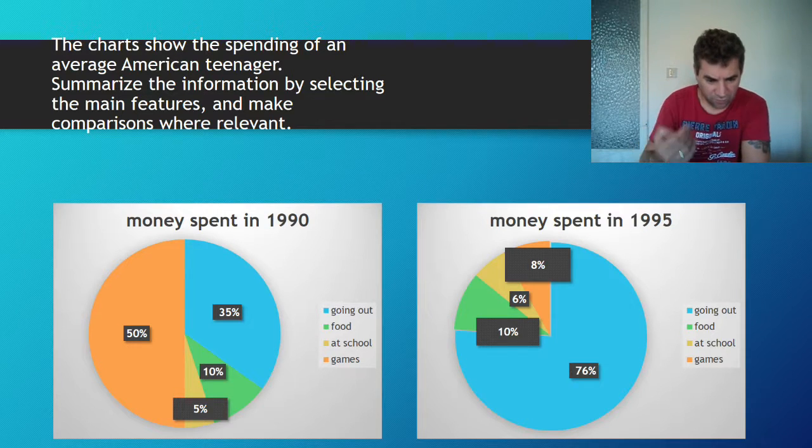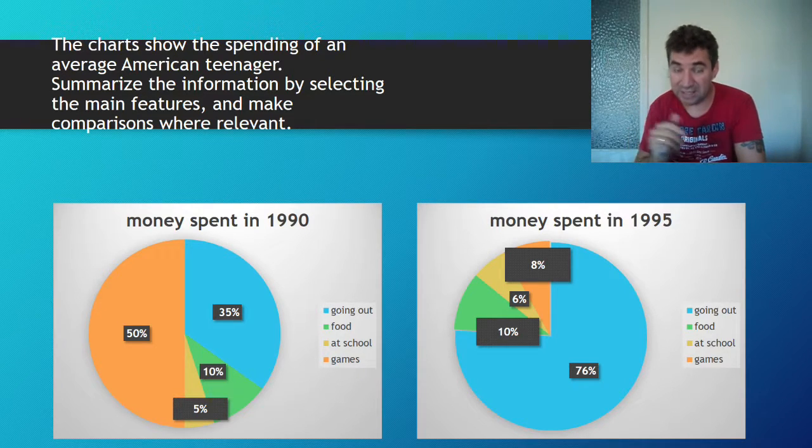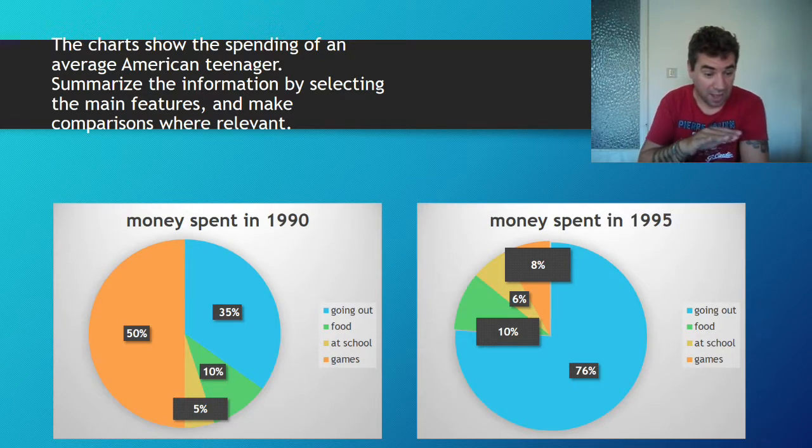Alright, look at the 4 sectors we've got. They spend on going out, food, at school, and games, and exactly the same in the other pie chart. Have a look at the numbers. Try and see patterns in the numbers. If you don't know how to do this, have a look at some of my other videos. I think there's one called the magic numbers, and this will teach you how to do this.